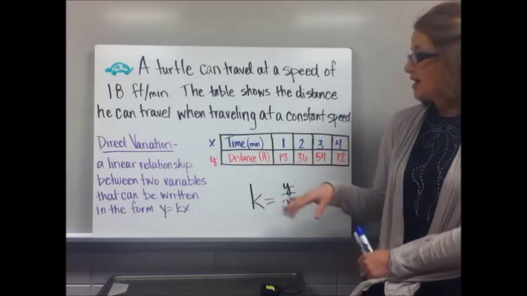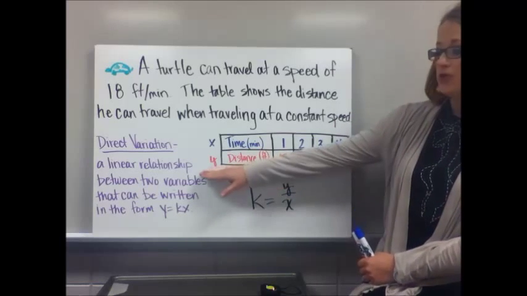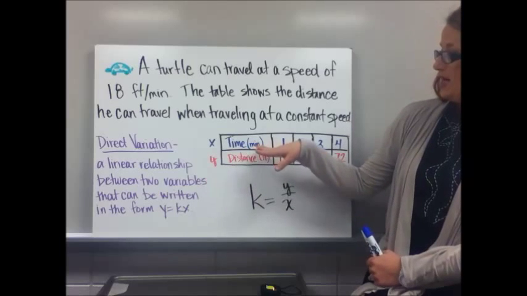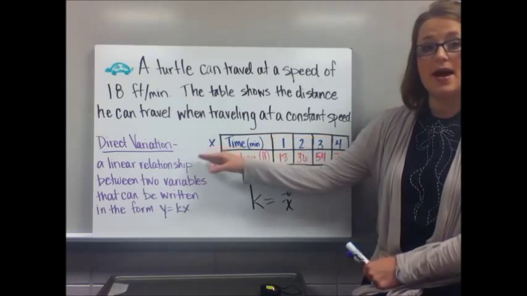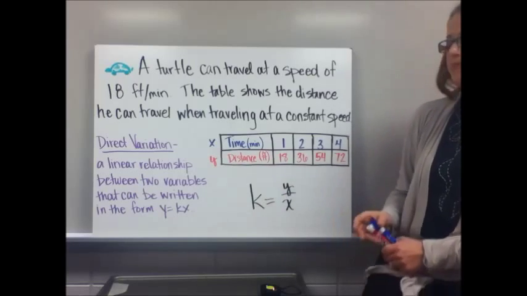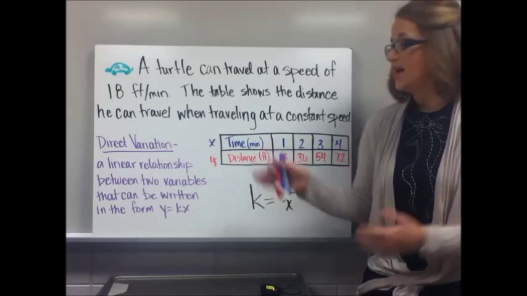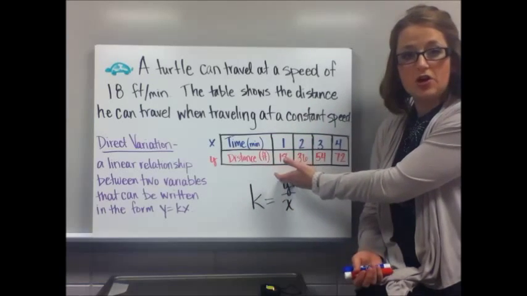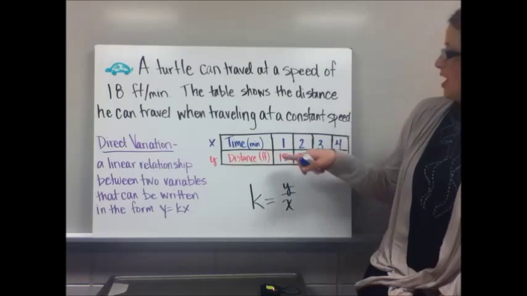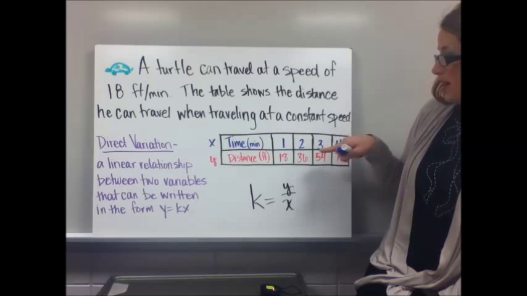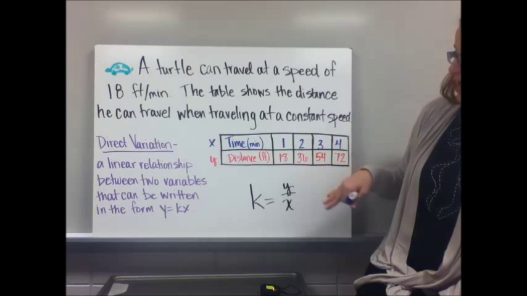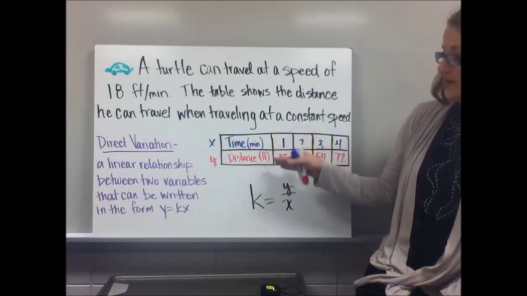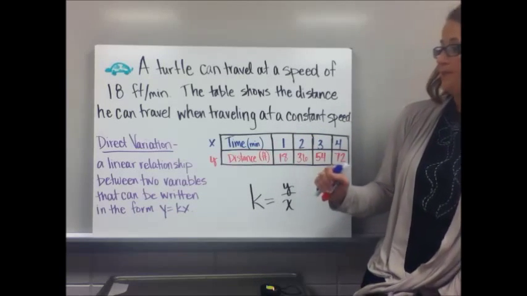There is a direct relationship between the distance, which could be represented by y, the dependent variable, and the time, which could be represented by x, the independent variable. Think about your vocabulary words. X is the independent variable because it determines how far the turtle is going to travel. However long the turtle has been walking is how far he will have traveled, showing that it's an independent and a dependent variable, and there is a very special relationship between them.